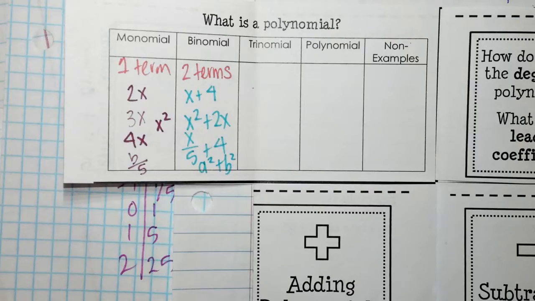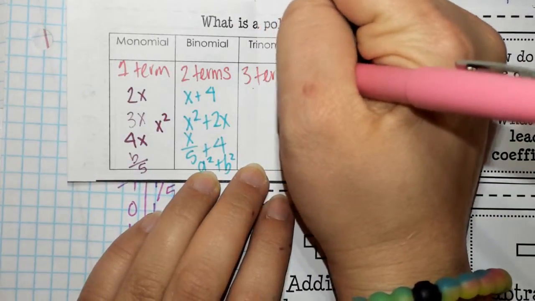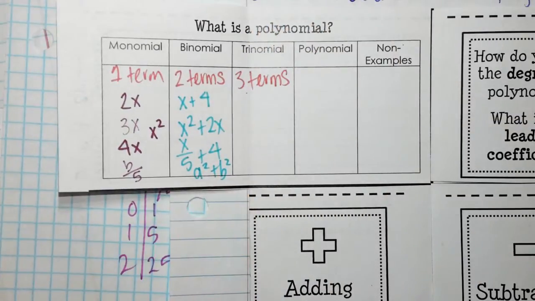Alright, so how many terms does a trinomial have? 3. If you said 3, give your team a point. Alright, so who thinks they can start us off? We need 3 terms, so we need either a plus, minus, and something else.